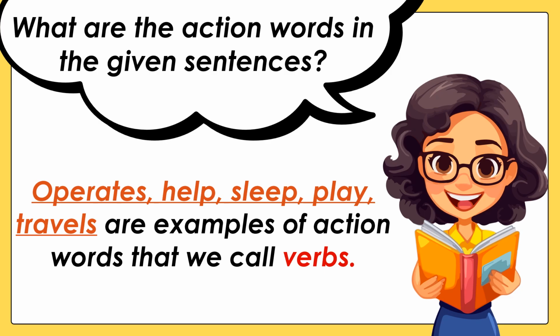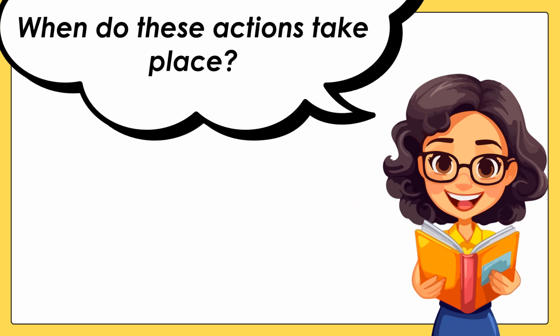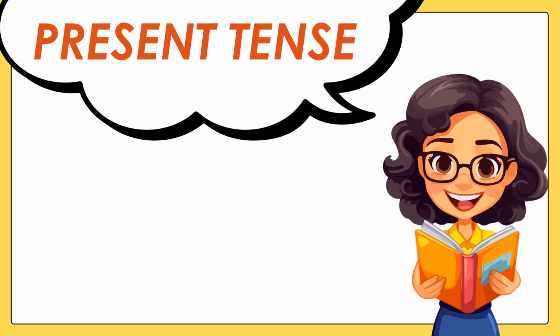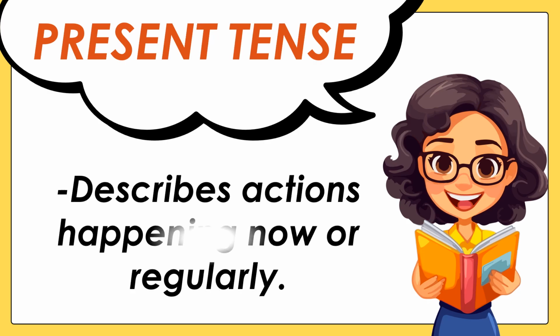Again, verbs. So when do these actions take place? These actions take place in the present time. Thus, they are verbs in the present tense. So what is a present tense? Present tense describes action that is happening now or regularly.